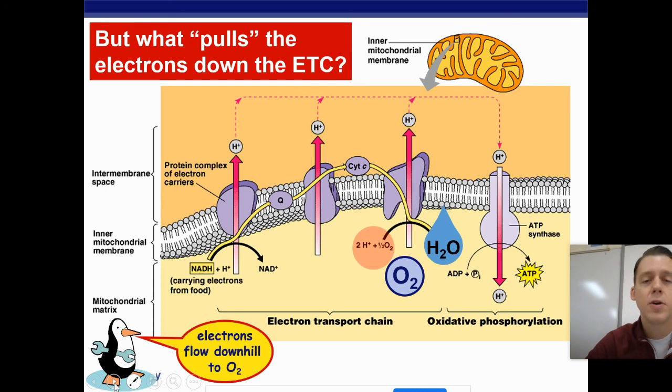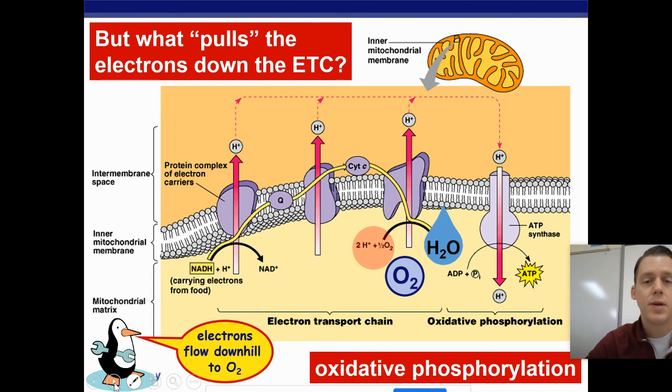So electrons flow downhill, and the final electron acceptor is oxygen. I would write that down. The final electron acceptor is oxygen. And that is why this is called oxidative phosphorylation as opposed to substrate level phosphorylation.